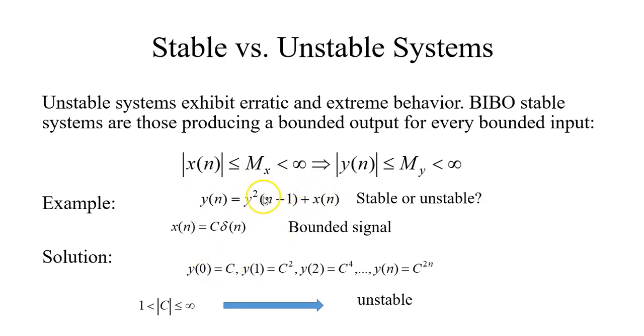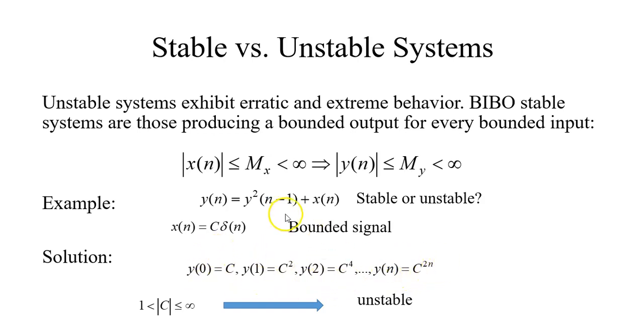For x of 0 we have this function, and this is our x of n. We will have x of n here, c delta function of n, and this is y squared of n minus 1. So y of 1 equals c squared, y of 2 equals c to the power of 4, and y of n equals c to the power of 2n.